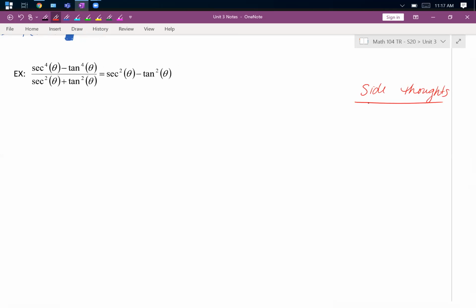Okay, so our side thoughts, how do we go from a fraction to not a fraction? Algebraically, what has to happen?